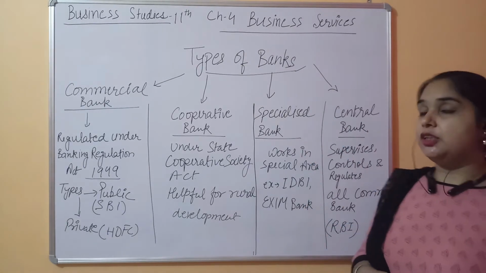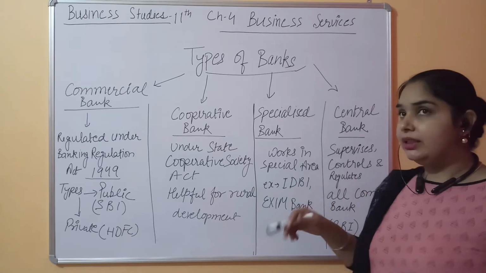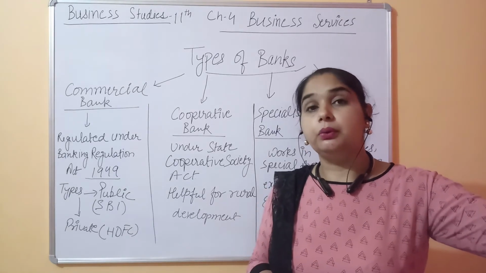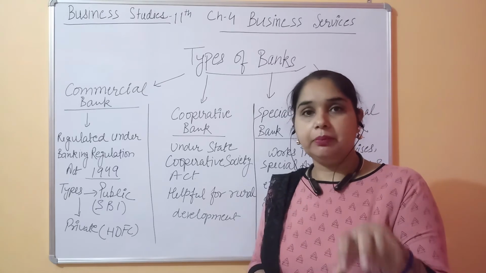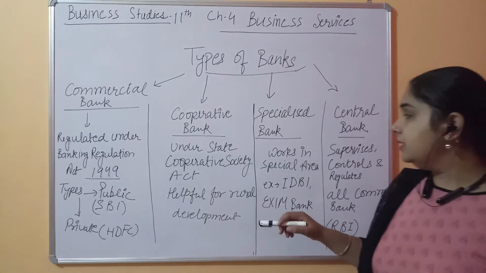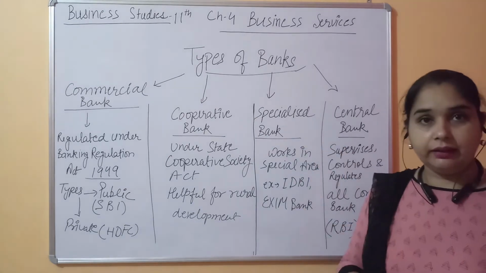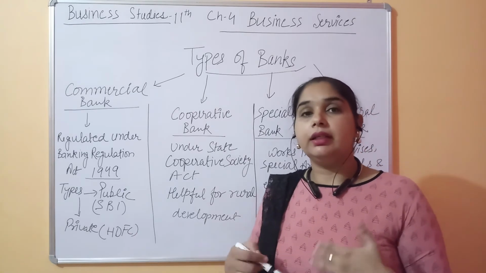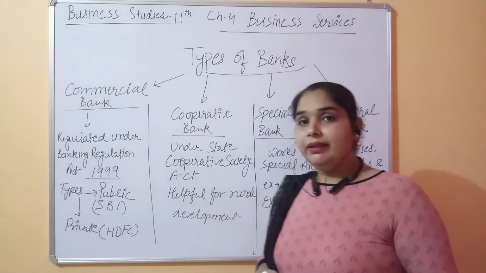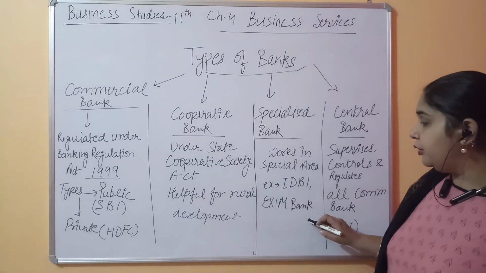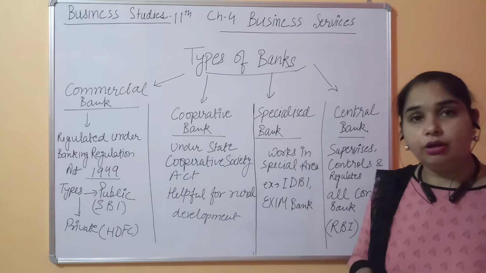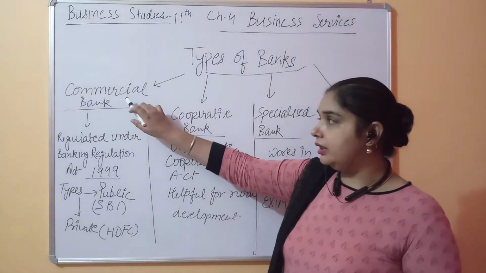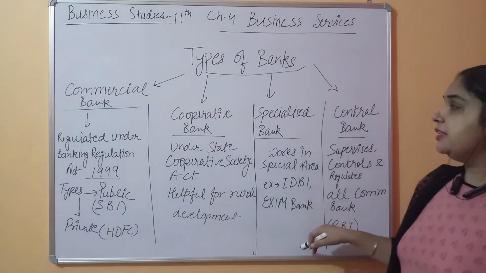Third one is the specialized bank. I have written here that these work in a special area. What are special areas? Like if I have to change my currency, where do I have to go? Can I go to a nearby bank? No, because that bank is not dealing in that particular area. So the banks that deal in a special area are known as specialized banks. The bank that deals in export and import of currency and changes foreign exchange is the foreign exchange bank. We have the Exim banks, export and import banks. We have IDBI, Industrial Development Bank of India. So these are the banks where people go as per their need. Commercial banks deal with the general public, but these banks have a special area of working.